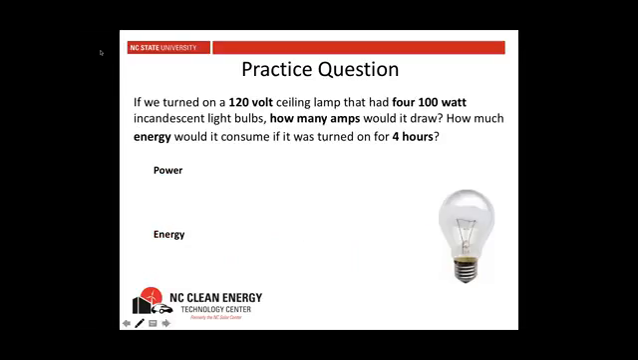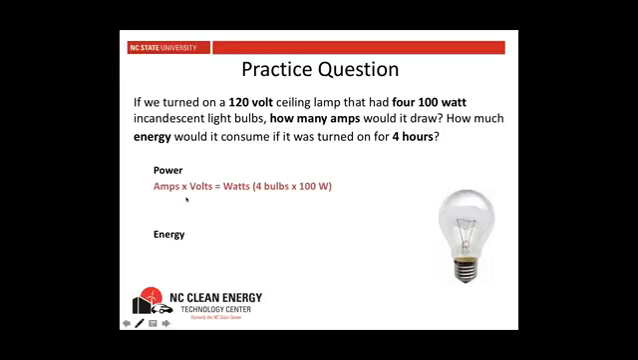All right, that was production, and we're going to do a lot of production analysis in this class on different systems in different places. We can also look at consumption. So if we've got a 120 volt ceiling lamp that has 4 100-watt light bulbs, how many amps would it draw? That's a question about power. How much energy would it consume if it was turned on for 4 hours?